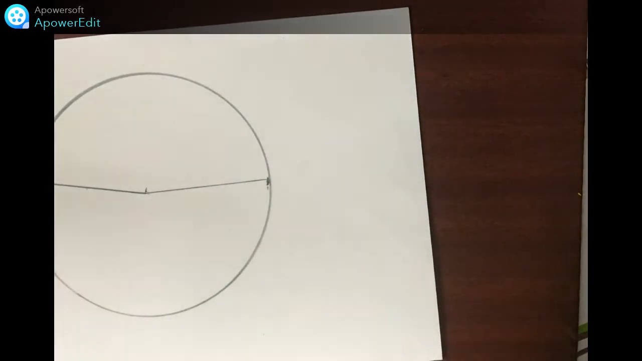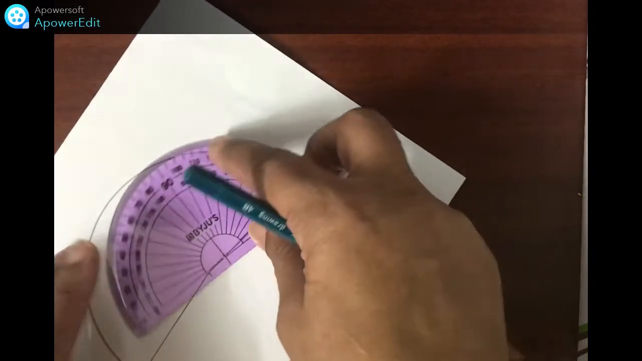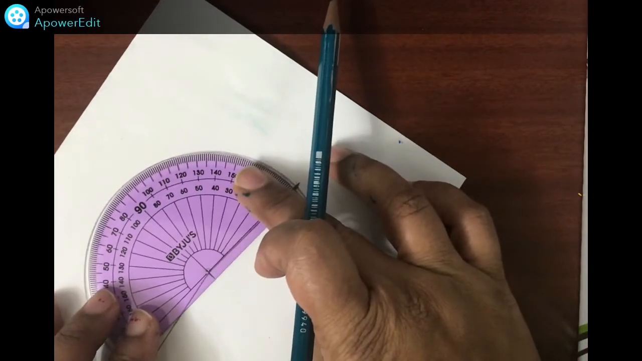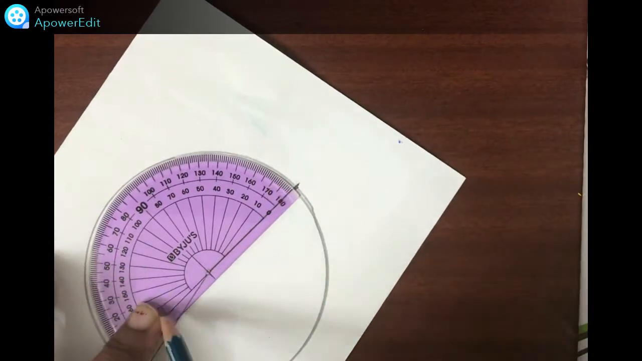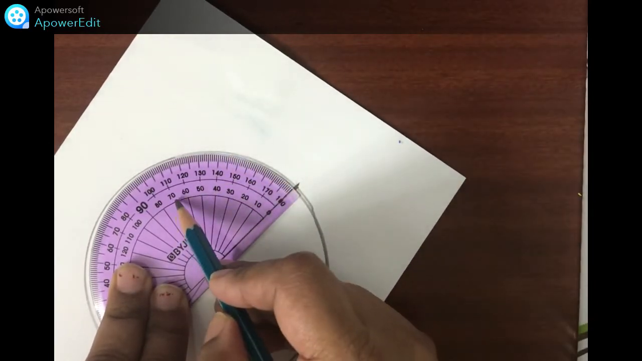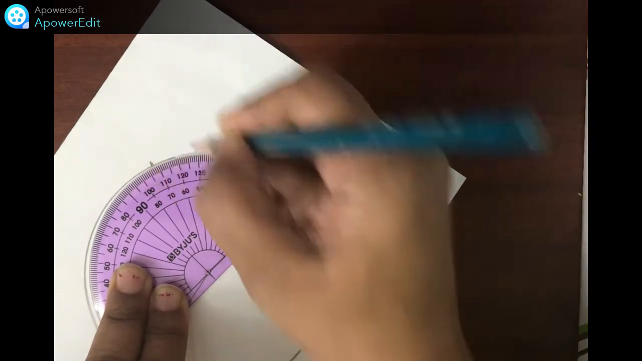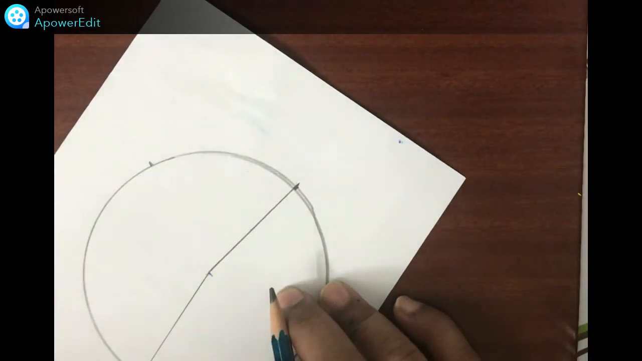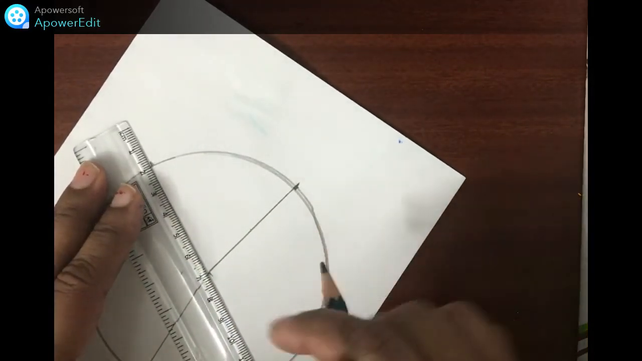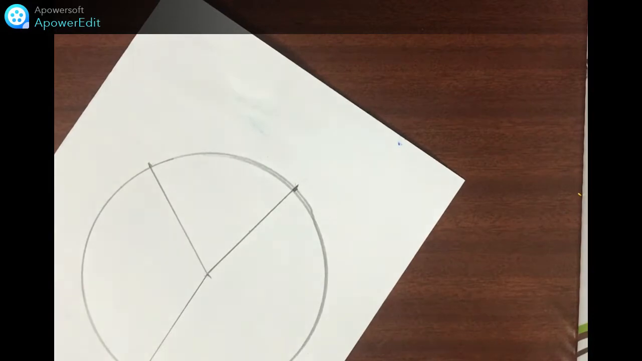Now how to go about it? What we are going to do is that we are going to use the same protractor and we are going to put it along this line with the center here and aligning it onto this line. Okay, and the value that you have to draw is 72. So here it is 70, here it is 80. So we have 72 here. Again, join that point with the center. So that is your second sector.